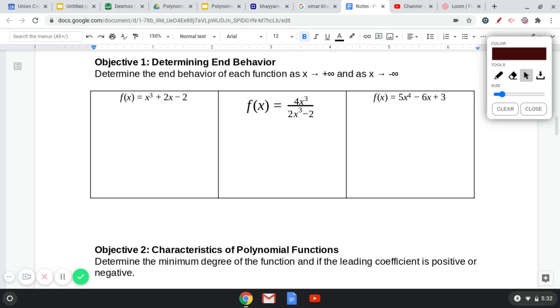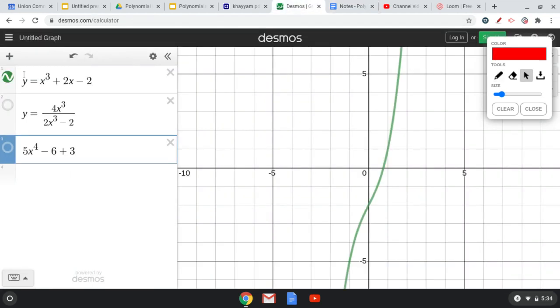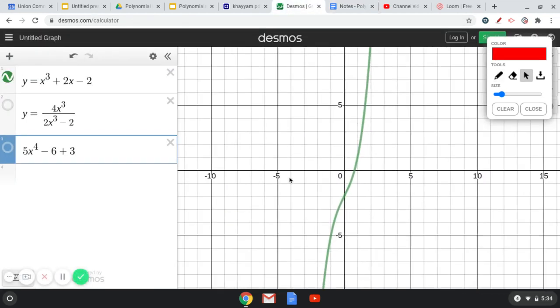Okay, basic notes. Determining end behavior. Determine the end behavior of each function as x approaches infinity and as x approaches negative infinity. So what we're going to do is go ahead and graph these. If you do some experimenting, though, you wouldn't have to graph these because you'll see that this is x cubed, which will look something like that. So maybe you could already tell me what y will do as x approaches infinity and x approaches negative infinity, but for the sake of covering all the bases, we'll graph this.